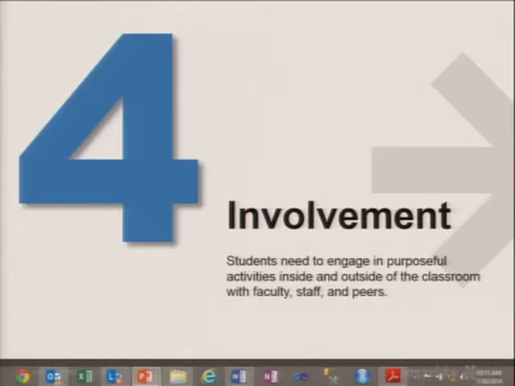The next area of input that Tinto talks about is involvement. Students need to get involved in their environment. So they need to have purposeful activities inside and outside of the classroom that they can engage in. And this was actually the next place that Northern Arizona University said, hey, wait a second.